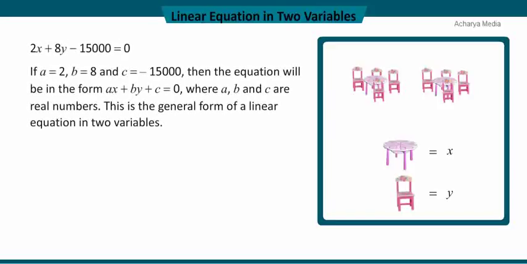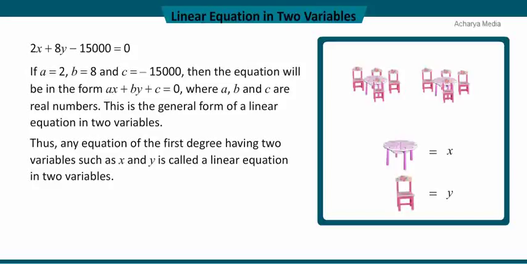If a is equal to 2, b is equal to 8 and c is equal to minus 15,000, then the equation will be in the form ax plus by plus c is equal to 0, where a, b and c are real numbers. This is the general form of a linear equation in two variables. Thus, any equation of the first degree having two variables such as x and y is called a linear equation in two variables. Let us discuss some important terms involved in linear equations.